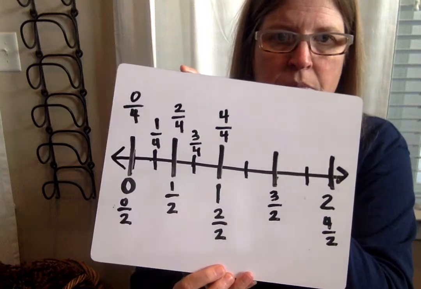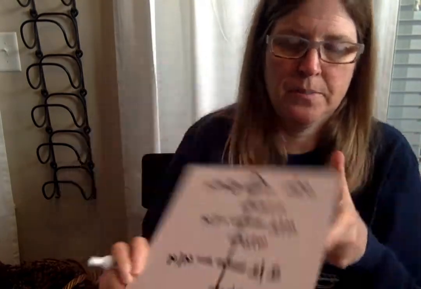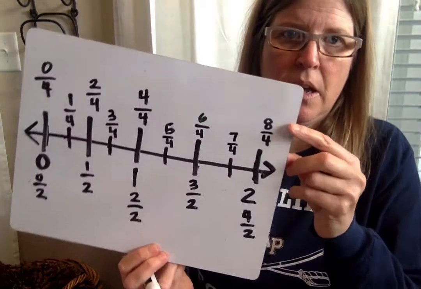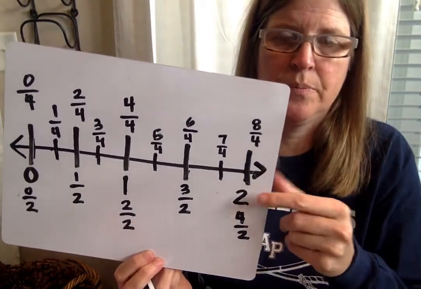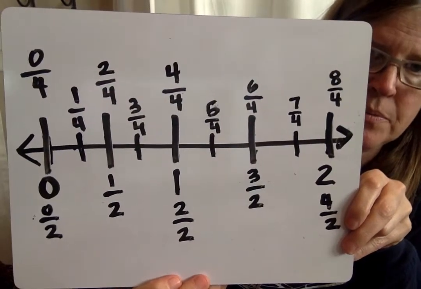And then 5/4 is an improper fraction because it's greater than 1. It's 5/4. I didn't make my 5 very clear. I'll fix it. And 6/4 is equal to 3/2. And then 7/4. And 8/4 is equal to 2 because 8 divided by 4 equals 2. All right, so that's what your number line should look like for number 4 now.